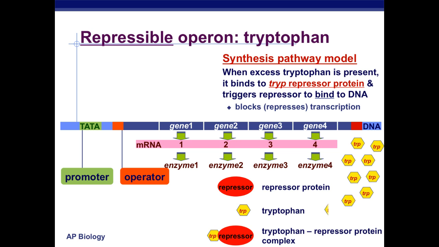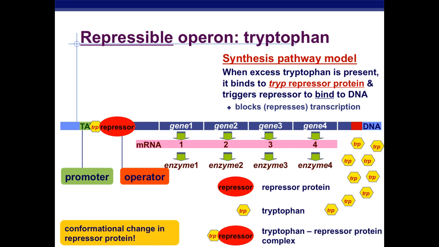The enzymes will then produce tryptophan amino acid. The tryptophan amino acid will bind to the repressor. The repressor will bind to the operator. And when it binds to the repressor, there'll be a conformational change in the repressor protein where it then binds to the operator, preventing RNA polymerase from binding and transcribing the genes.